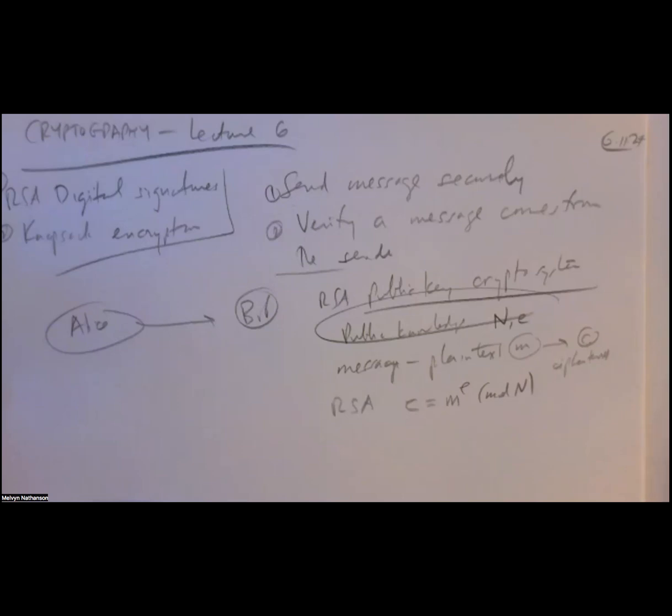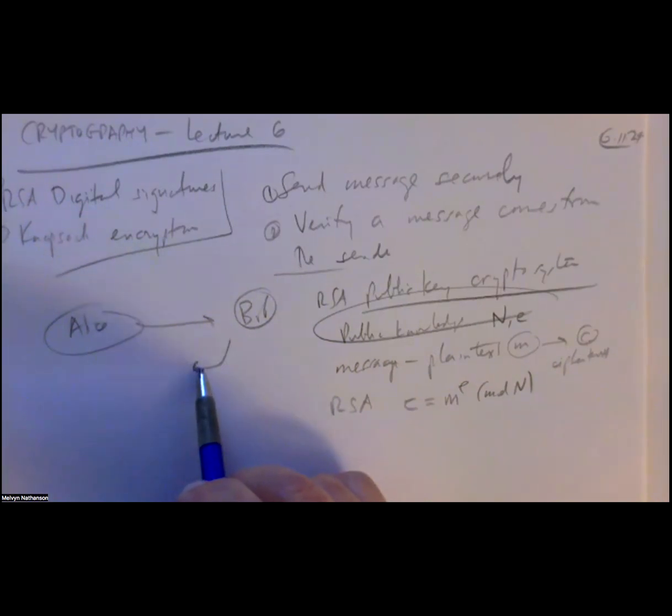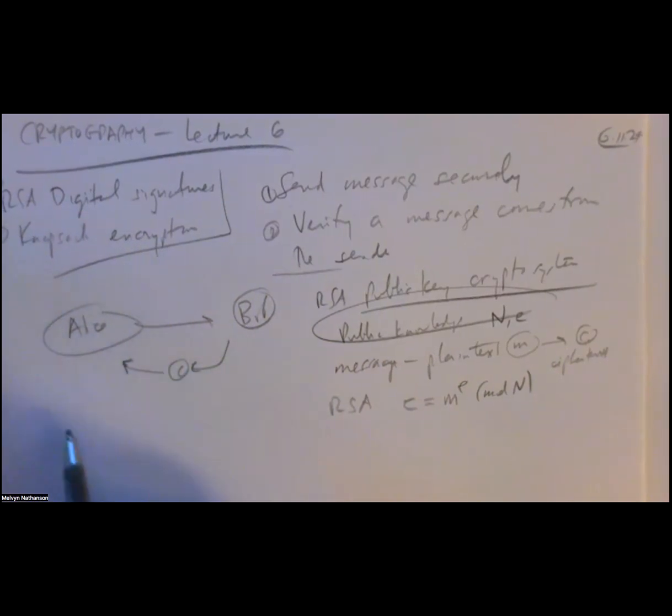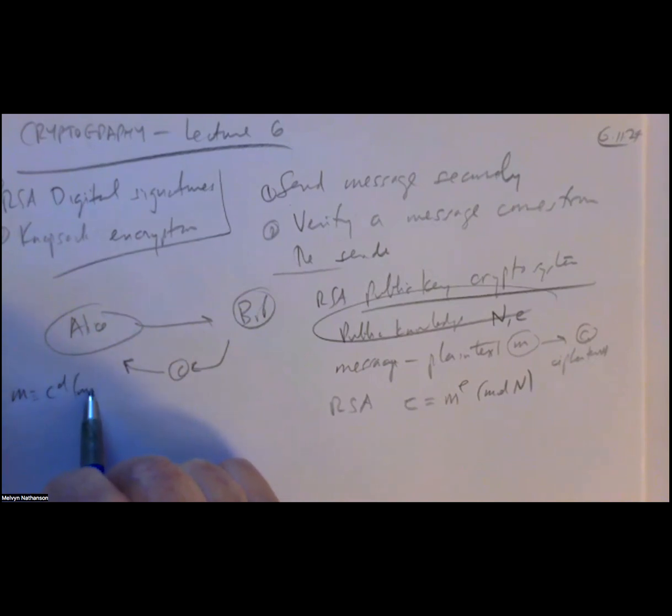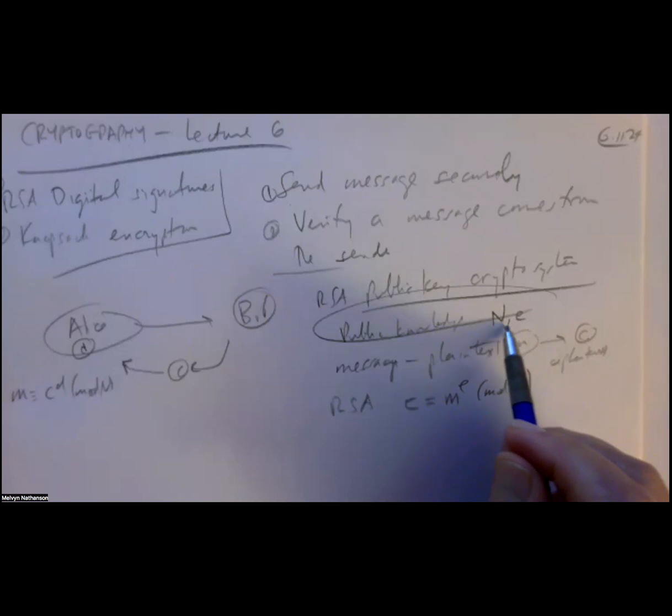And you transmit C to Alice, and Alice deciphers C. She gets back the message because M is congruent to C to the D mod N, and Alice knows D. D is the secret decrypting key.